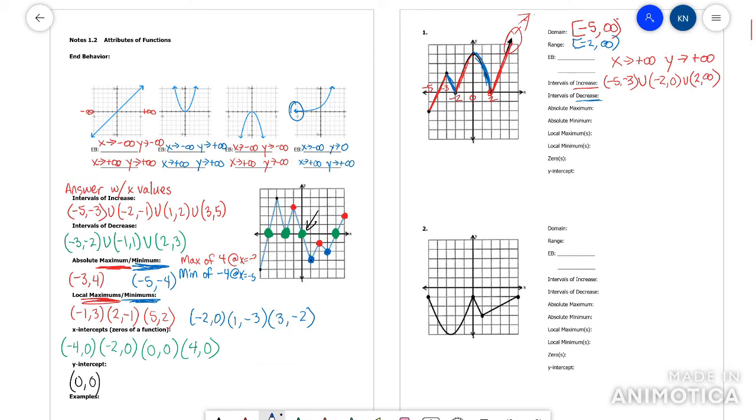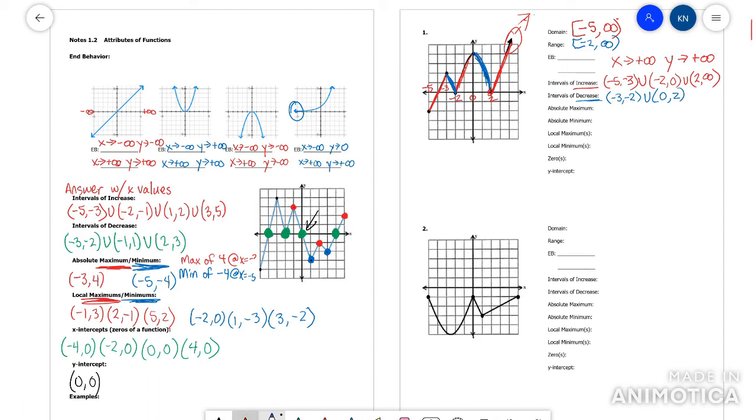All right, next up would be decreasing, these blue sections. So again, just answer with your x values. That's from, this first section's from -3 to -2. Then my next section, this section right here, is from 0 to 2. And those are the only intervals of increasing or decreasing.